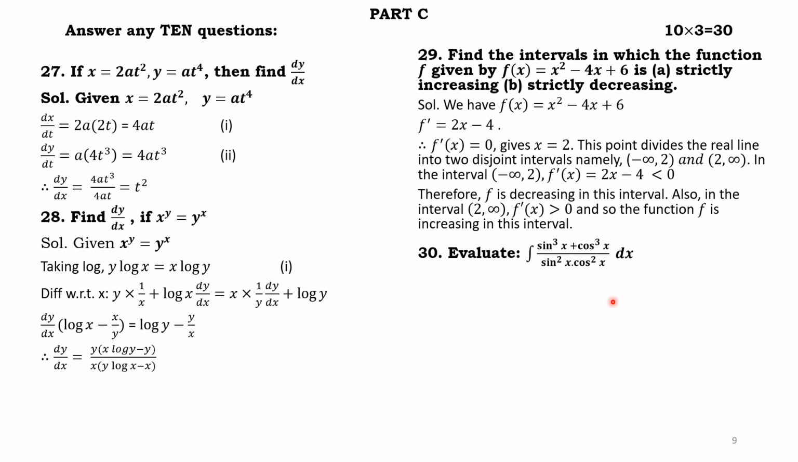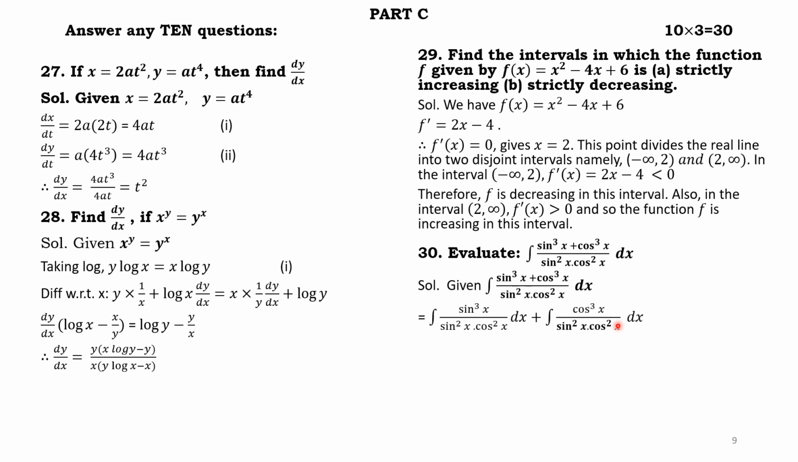Into dx. Now to solve this, we have to separate sin cube x and cos cube x and integrate separately. Let us do it. The given function is written as it is. Therefore, the first function is integral of sin cube x divided by the denominator dx, plus integral of cos cube x divided by the same denominator dx.